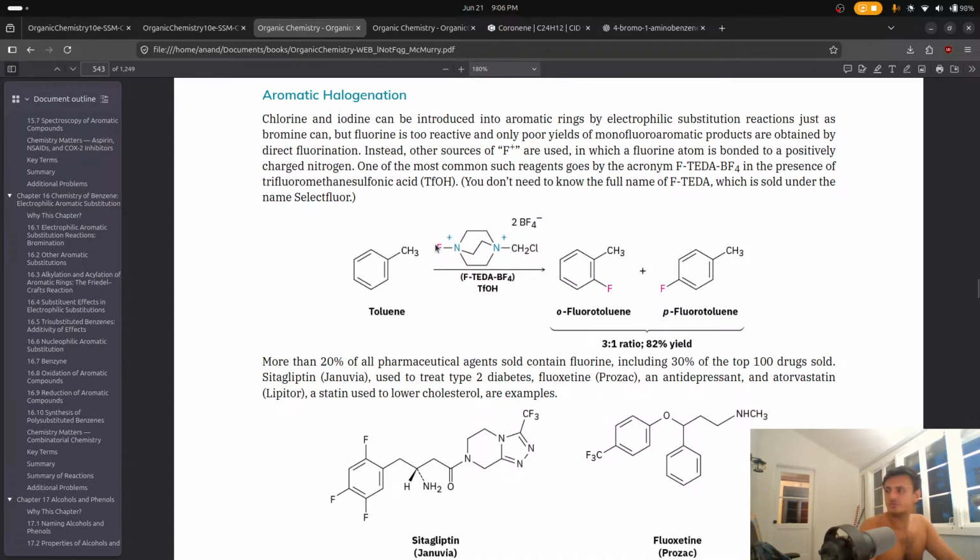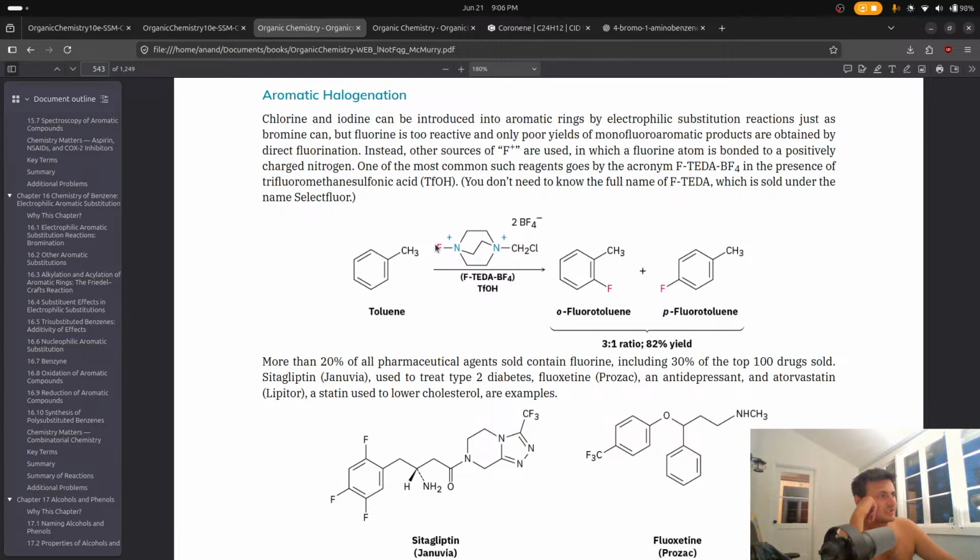There must be a reason why they're bringing up this, because we've not done any fluorine chemistry. The major product is the ortho. That's kind of interesting, right?